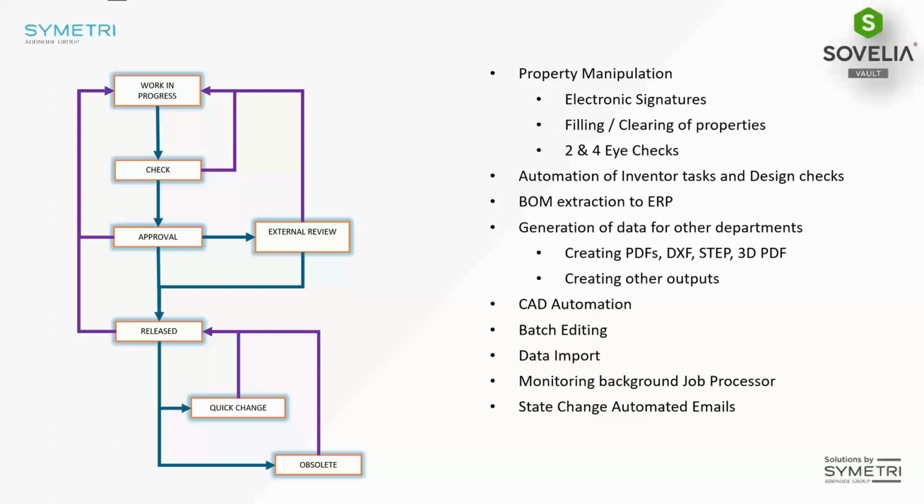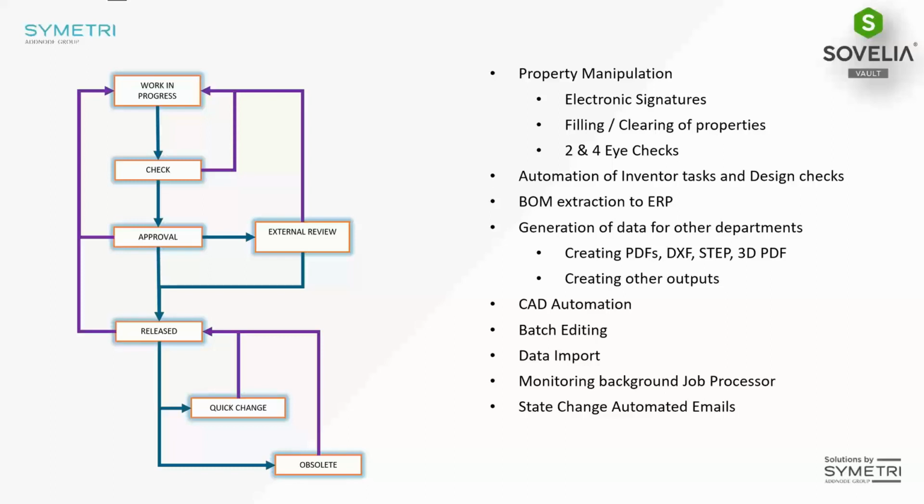We also have the ability to clear properties, which is pretty huge. So when you go from a release stage to a work in progress stage, some of you will know that you need to go back through some of the file's properties and change them and update them. But we could actually automate that. We could clear all of those properties, and then the user will know that they need to refill in those properties for the next iteration, the next revision of that particular file.